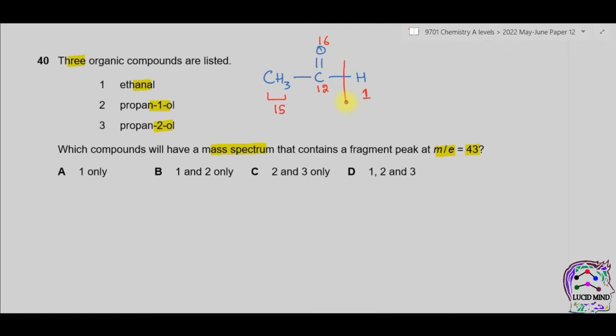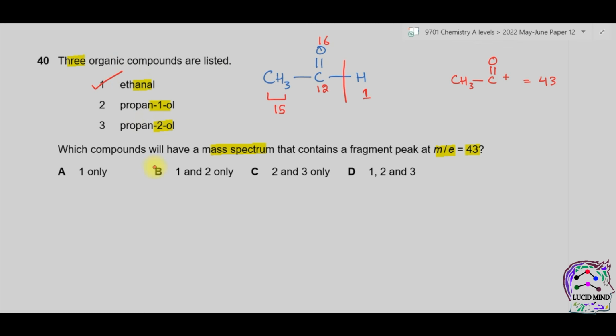So yes, if this bond is broken and we have a positive charge, then the mass to charge ratio is 43. 15 plus 12 plus 16. So it will be like this. We have CH3, C, O, and the charge will be positive in the mass spectrometer. So this will give a peak at 43.